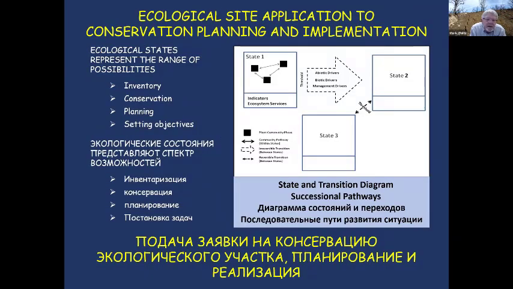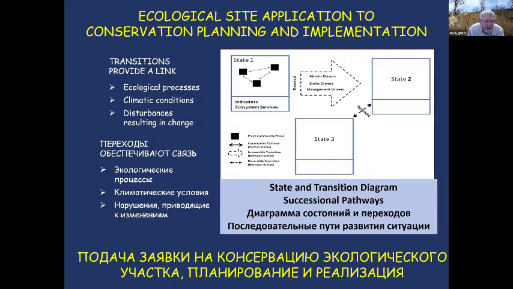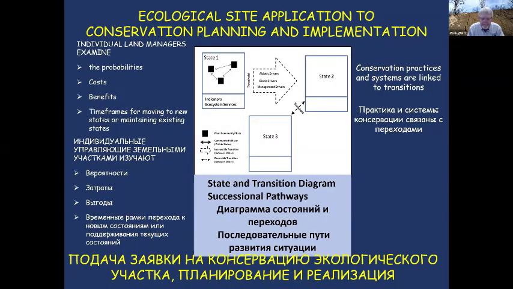Ecological site applications to conservation planning and implementation. So, ecological states are our foundation. So when we're on a ranch for the first time, we want to identify what the ecological site is. And in the United States, we basically have the concept that an ecological site can have multiple soil types underneath it. But a soil, soil series, as we define them in the United States, can only be associated with one ecological site. So, ecological site application to conservation planning and implementation, individual land managers examine the probabilities, the cost, and the benefits, and the time frames for moving from one state to the next.